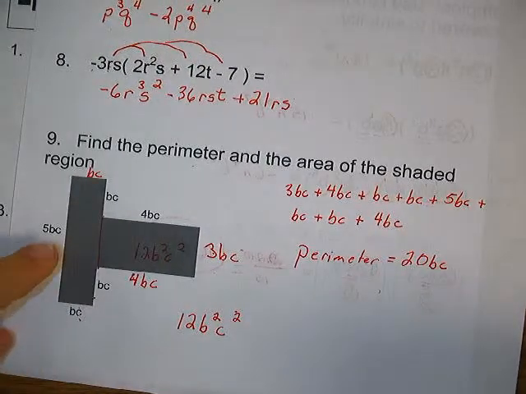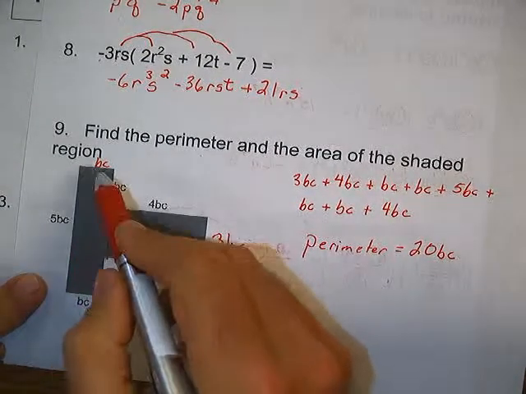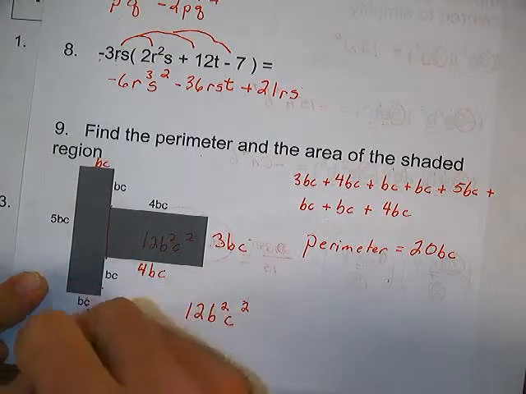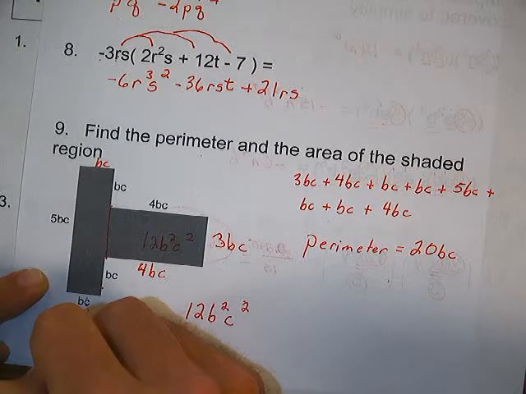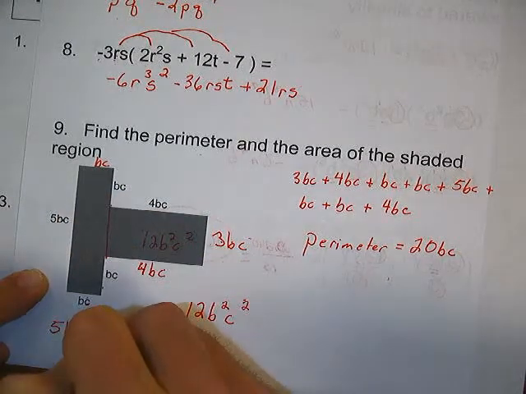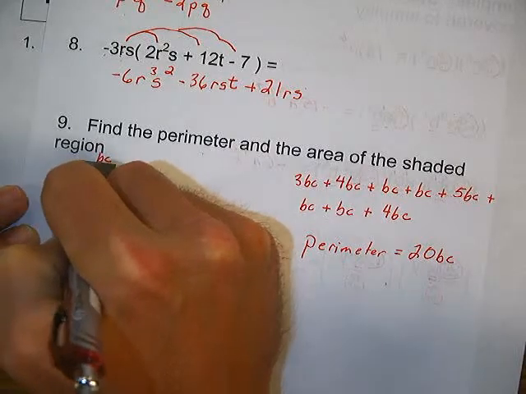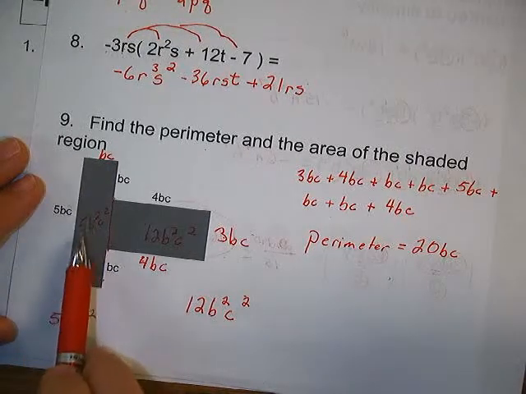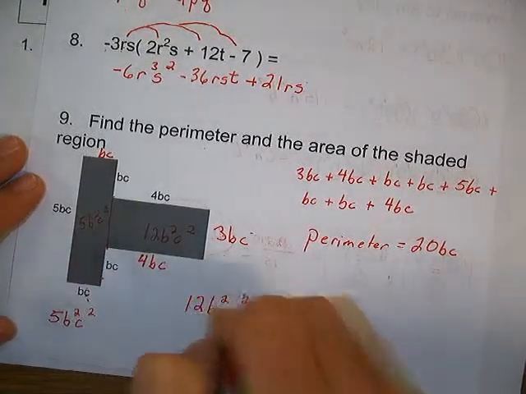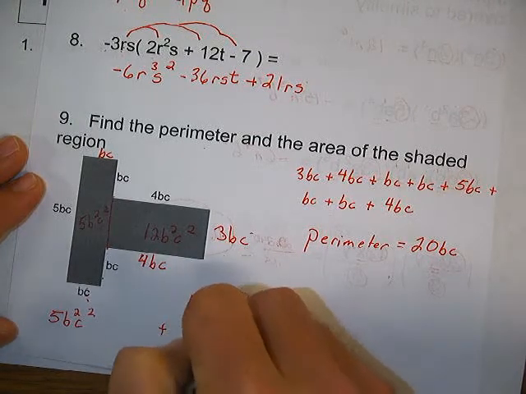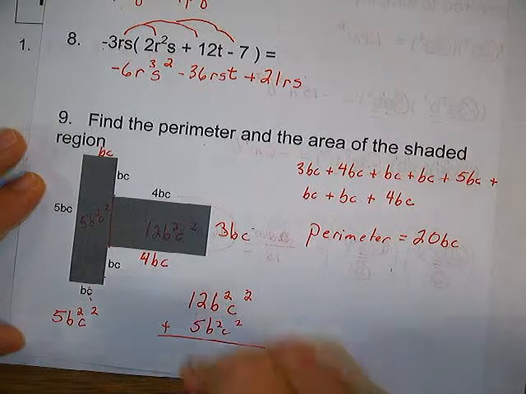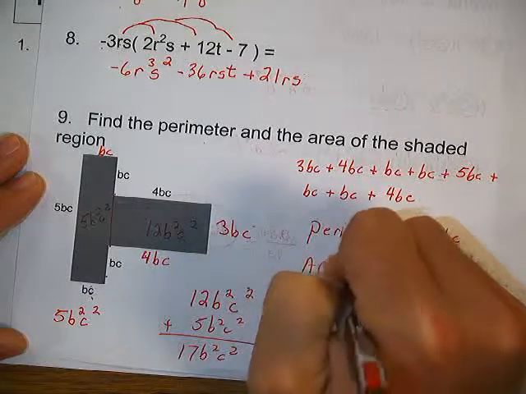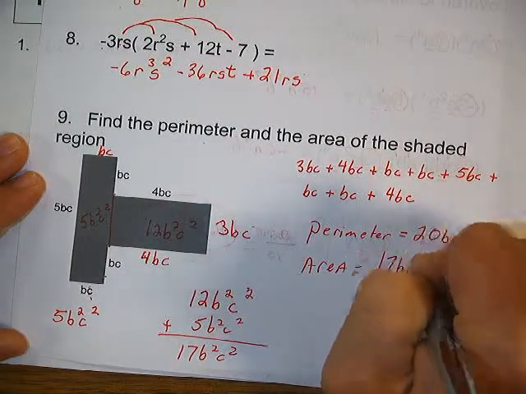Sorry if you can't see that real well. Okay, now let's find the area of this rectangle, length times width. Okay, so 5 BC times BC, 5 times 1 is 5, B times B is B squared, C times C is C squared. So this part is 5 B squared C squared. Now to find the total area, I just have to add this area to this area. So 12 B squared C squared plus 5 B squared C squared. So the total area is 17 B squared C squared.